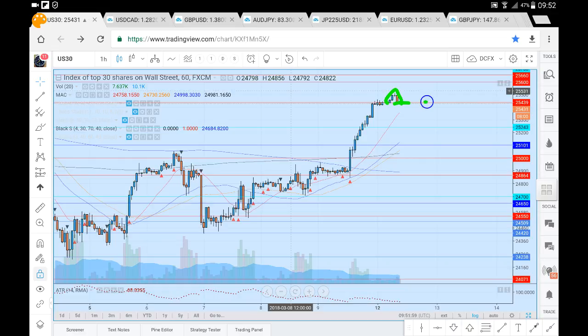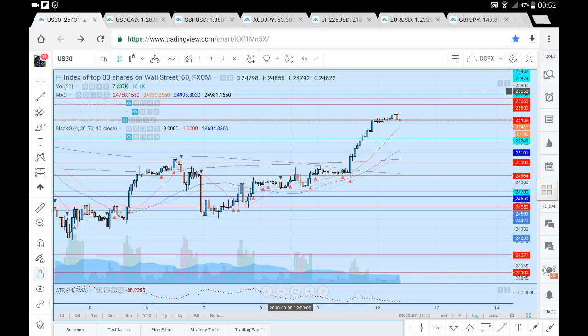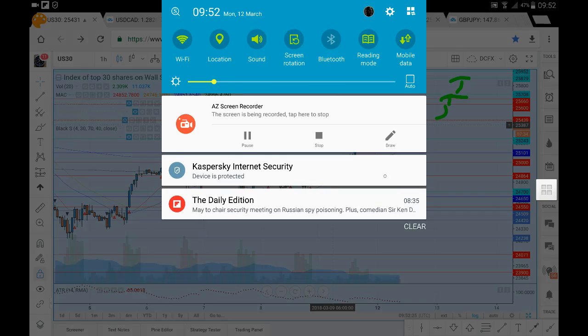Now, if we do hold on to 25,439, we should have a look at the levels above us. We are seeing quite a bit of volatility here in the US 30. So if we do hold on to 25,439, the very next levels that we are looking at to the upside are 25,600, 25,660, 25,708. And if we do have sufficient volatility, 25,879 could potentially come into focus, but you'd require quite a bit of volatility to head up there.